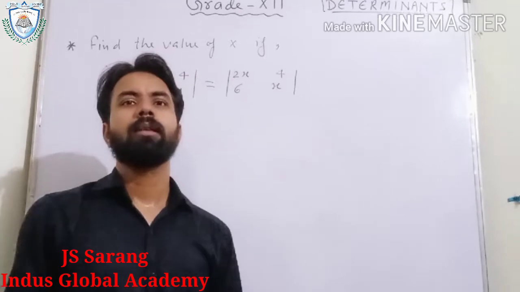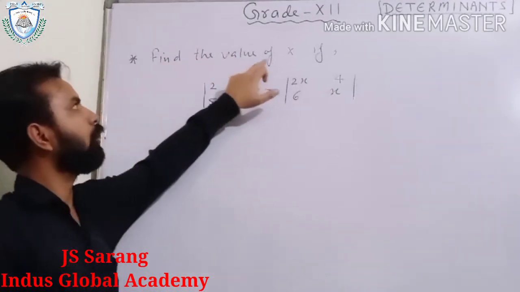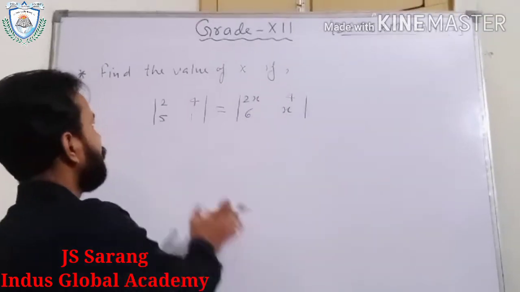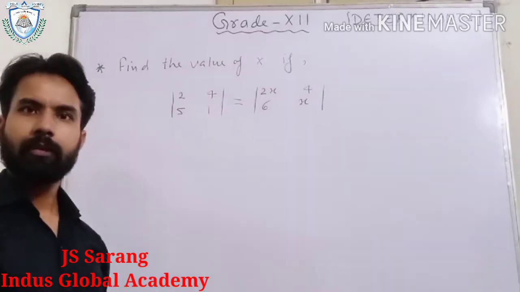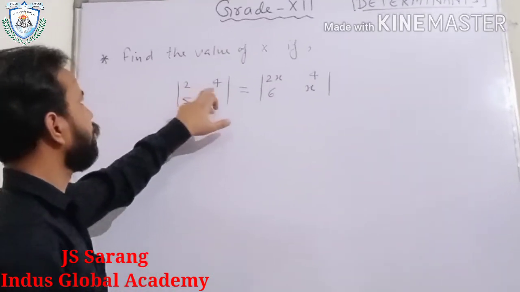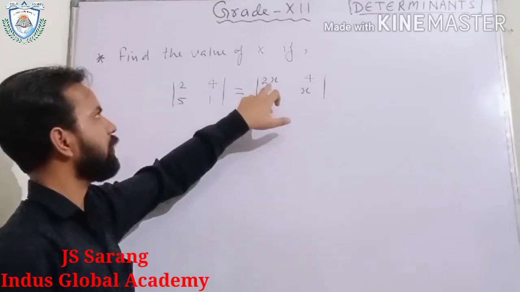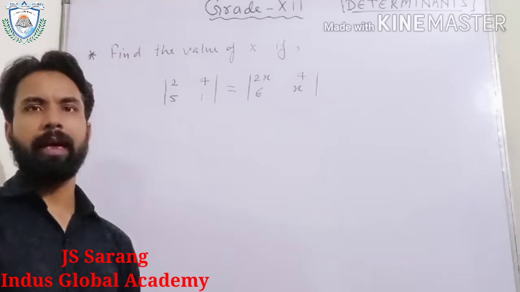Okay students, now we will discuss the next question. Find the value of x if this determinant is equal to this determinant. Understood? So here all the elements are given, 2 4, 5 1, and here the elements of this determinant are 2x 4, 6 and x. We have to find the value of x.